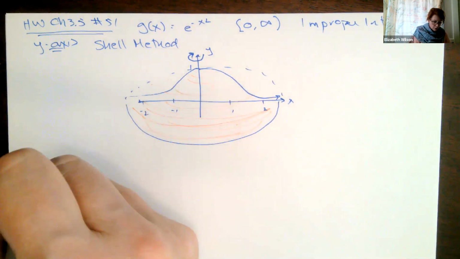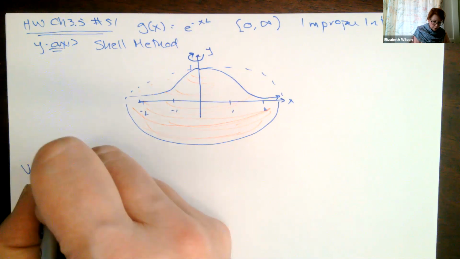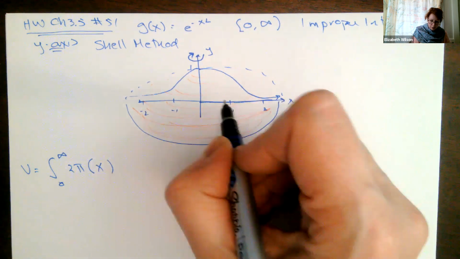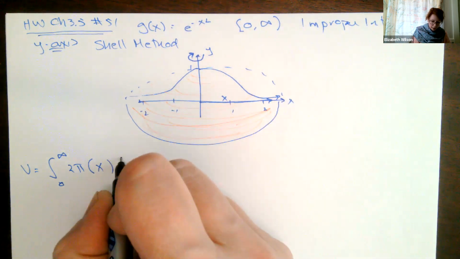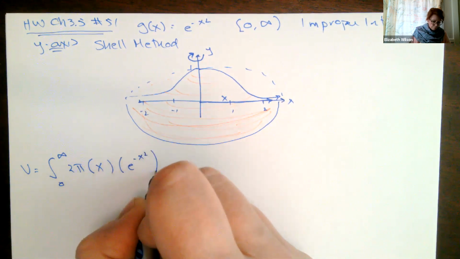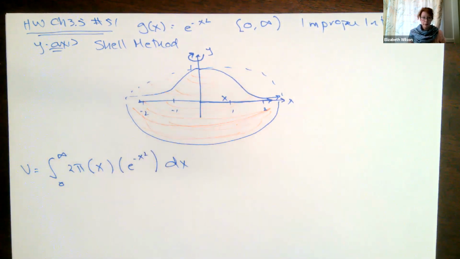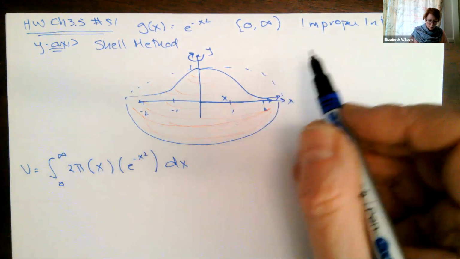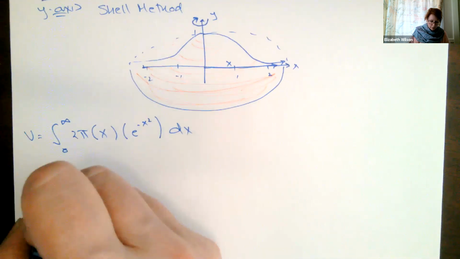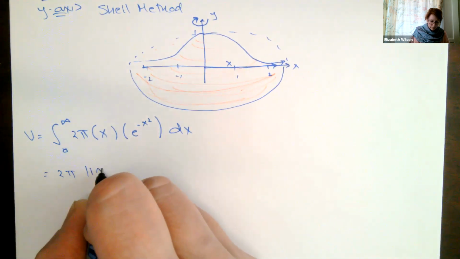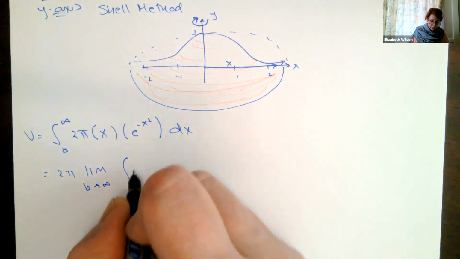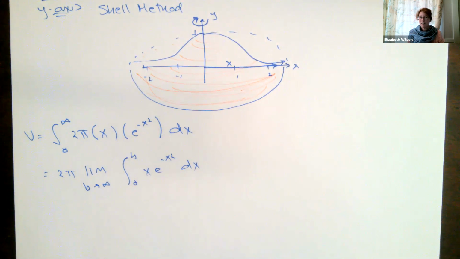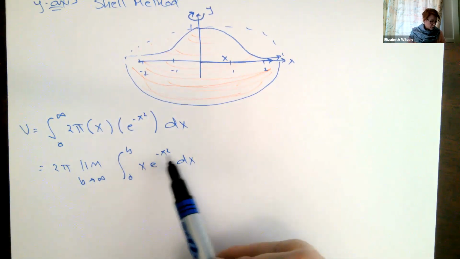So let's calculate. The volume, we're going to go from 0 to infinity, 2 pi, and my radius is x. Then my height is e to the minus x squared dx. This is our shell method, which means I need to convert this into a limit process. I'll take the 2 pi outside the limit. So it's 2 pi times the limit as b goes to infinity of the integral from 0 to b of x e to the minus x squared dx. It's really convenient that the x is there because that means I can integrate by substitution.